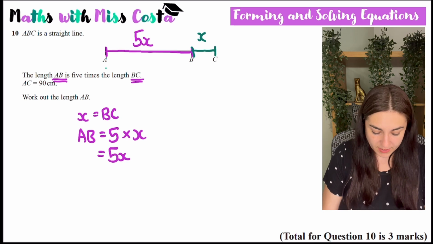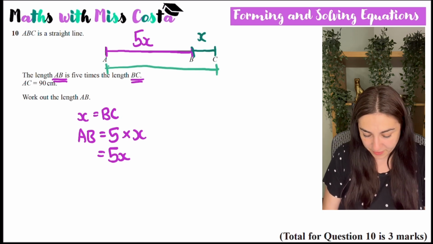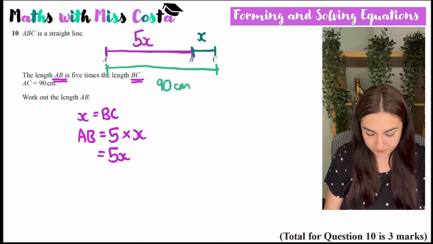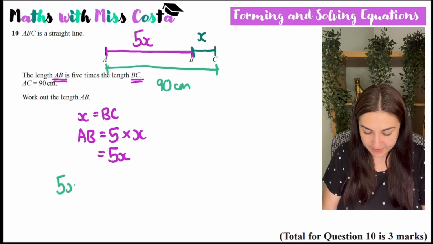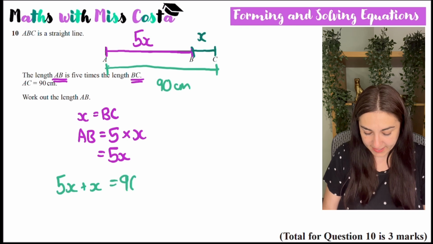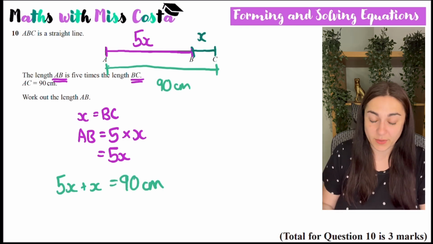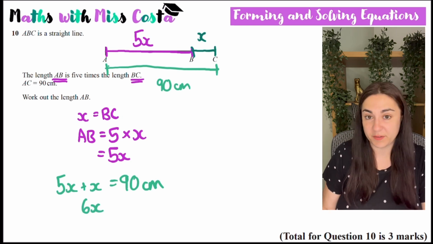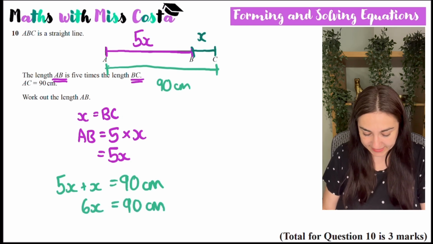Now I'm told that AC, so this whole length here, is 90 centimetres. Work out the length of AB. So if I know that 5x plus x must equal 90 centimetres, I can form a little equation for myself. Then I can simplify. 5x plus x would get me 6x. So 6x is 90 centimetres.